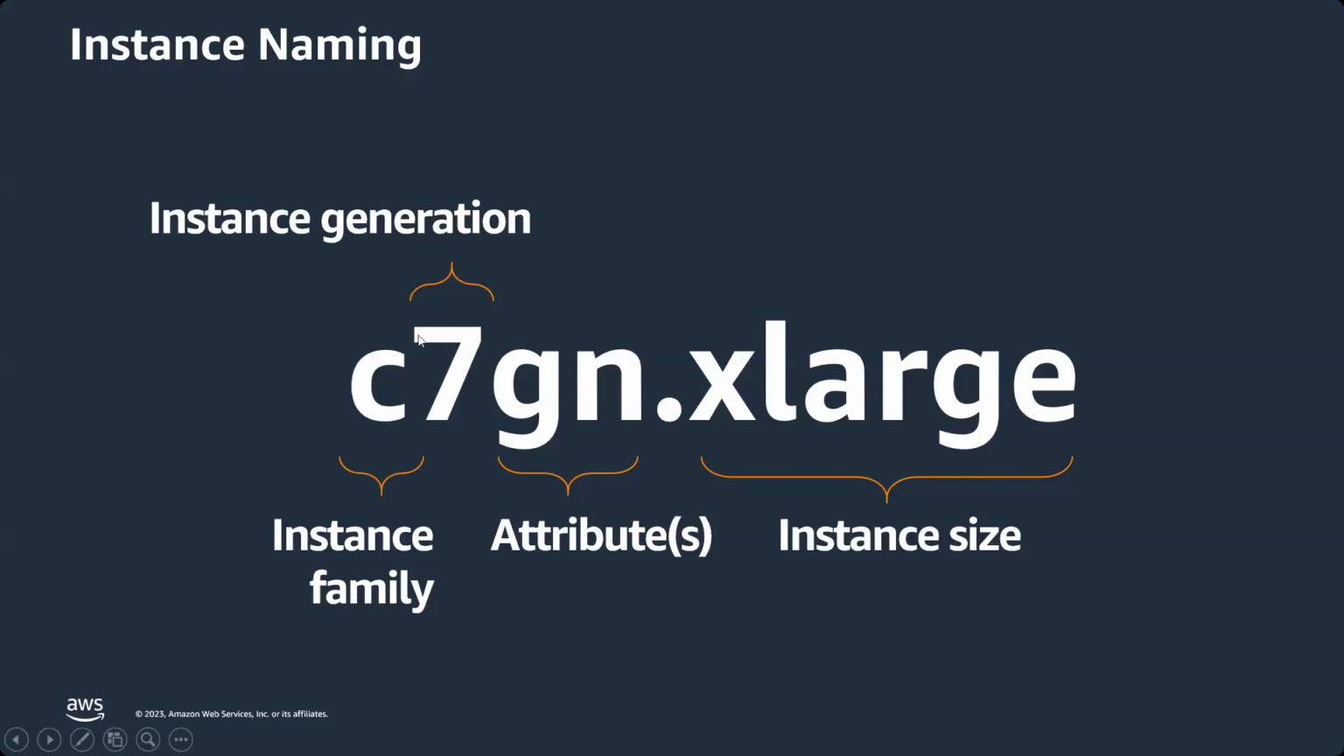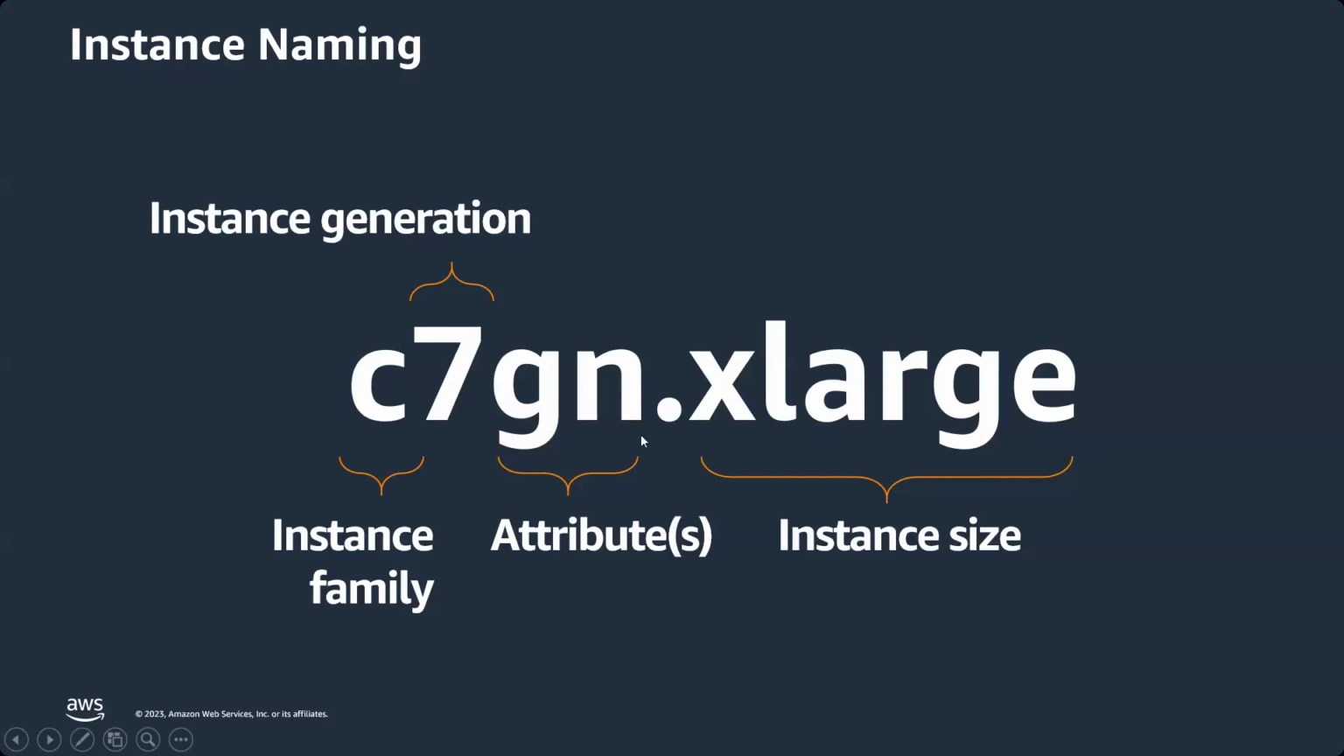Next, we have this 7. This is the instance generation. Usually the recommendation here is to use the latest instance available, because it performs better and it's usually cheaper. However, if for whatever specific reason you require another instance generation, an older one, we also support that.